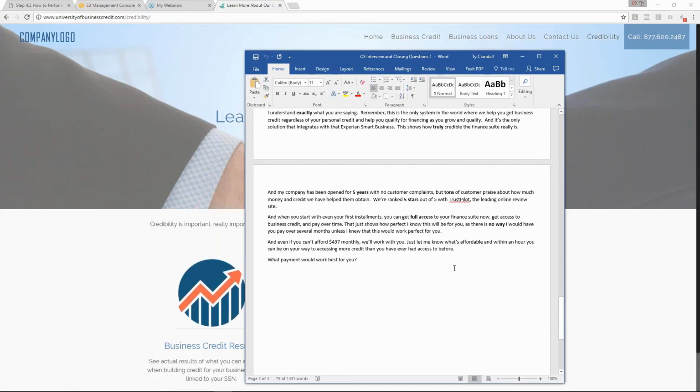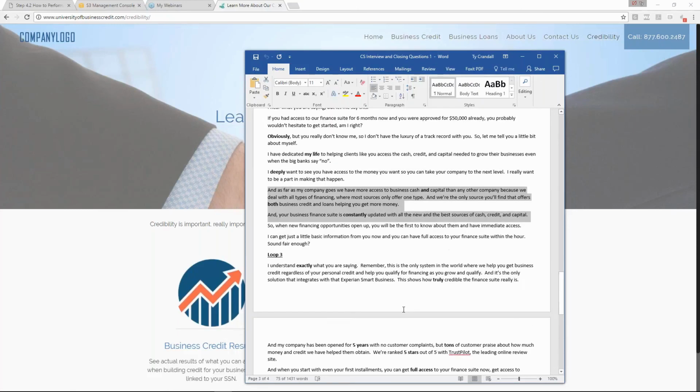Let me know what's affordable, and within an hour you could be on your way to accessing more credit than you've ever had access to before. What payment works best for you? So that's what looping is.